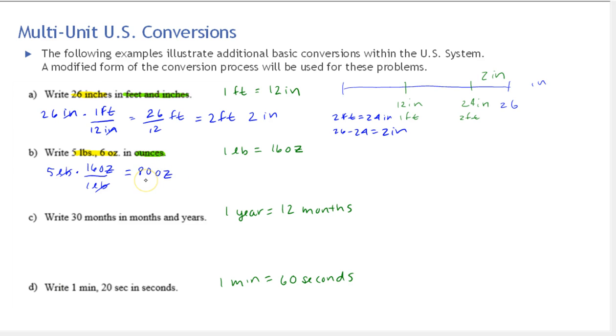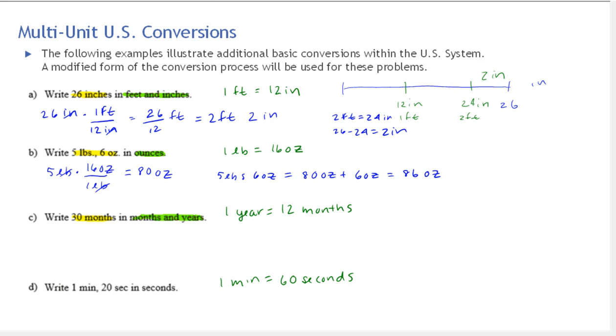So 5 pounds is 80 ounces, but we had 5 pounds 6 ounces, which is 5 pounds plus 6 ounces. So 5 pounds 6 ounces equals 80 ounces for the 5 pounds plus the 6 ounces that we already had, which is a total of 86 ounces. Let's look at the next one. Here we're given 30 months, and we want to write this in months and years.